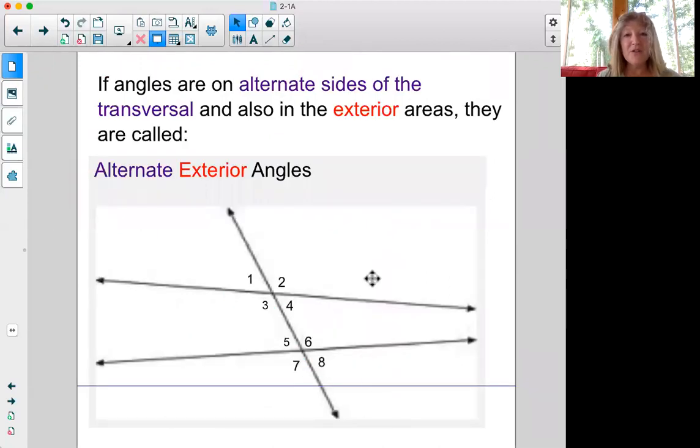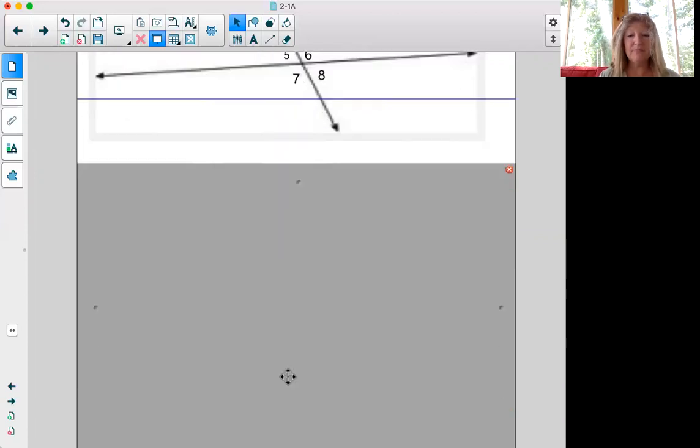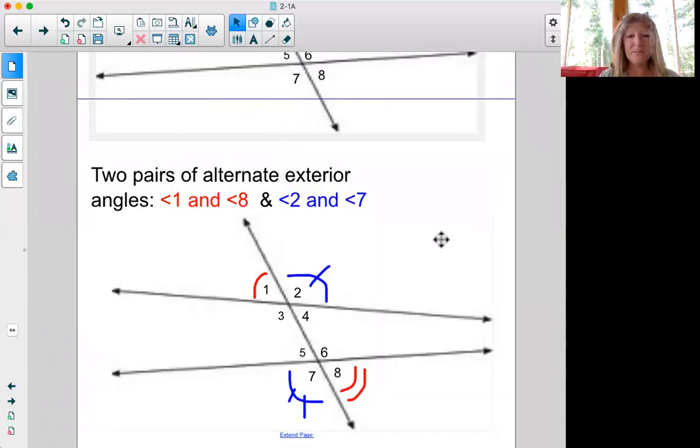A third special angle pair that we'll be looking for in this unit is alternate exterior angles. So exterior meaning in the exterior space, on the outside of the lines, and alternate meaning on alternate sides of the transversal. So 1 and 8 are exterior to the two lines and on alternating sides of the transversal, and same with 2 and 7. We don't have a cheat letter for alternate exterior.